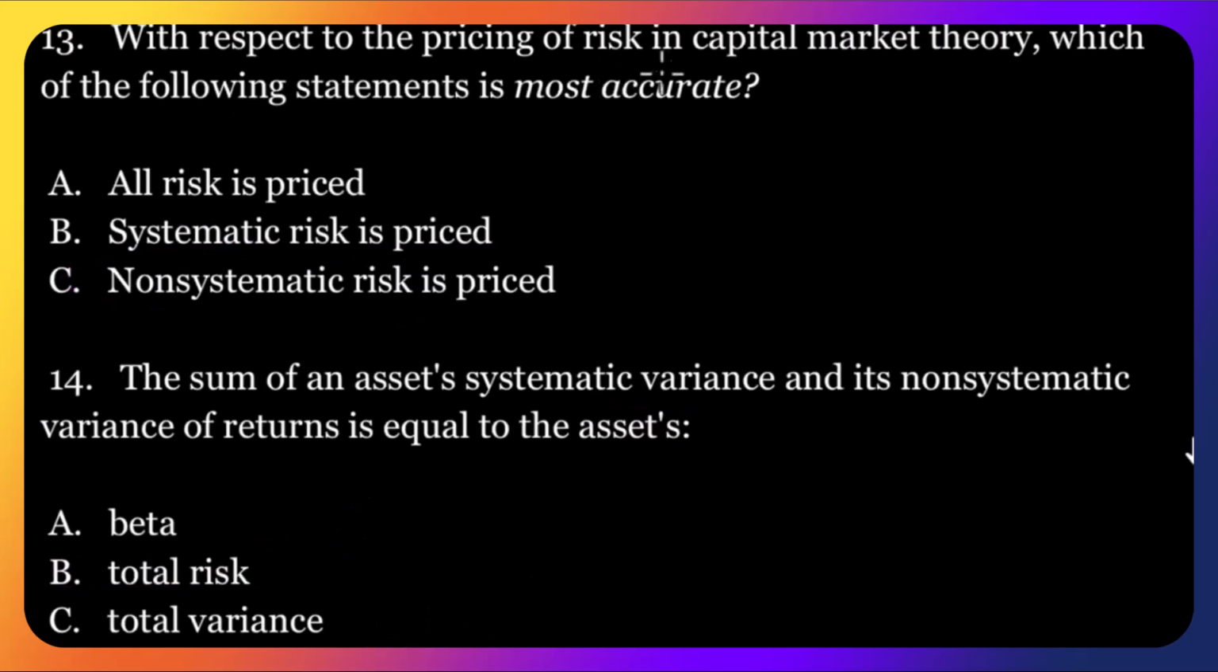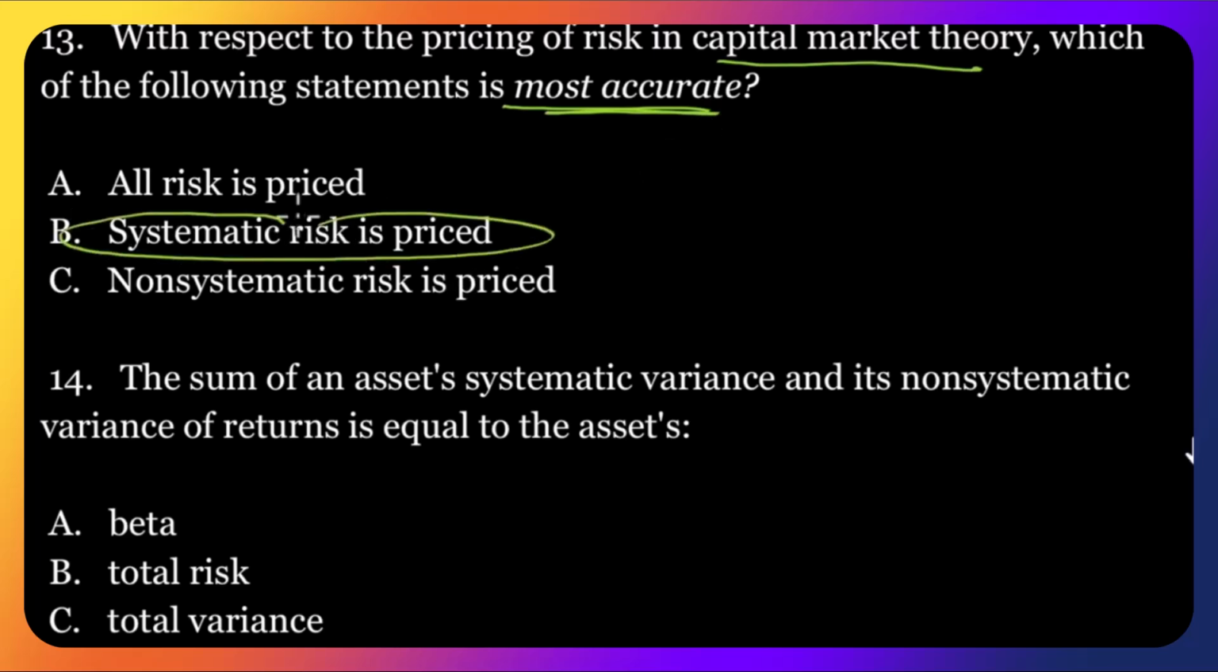13. With respect to the pricing of risk in capital market theory, which of the following statements is most accurate? All risk is priced, systematic risk is priced, non-systematic risk is priced. Which is most accurate? Systematic risk is priced. Not all risk is priced. That would be saying both systematic and non-systematic is. And we know non-systematic risk is not priced. We're told specifically you're not going to get paid for it. Systematic risk is priced.